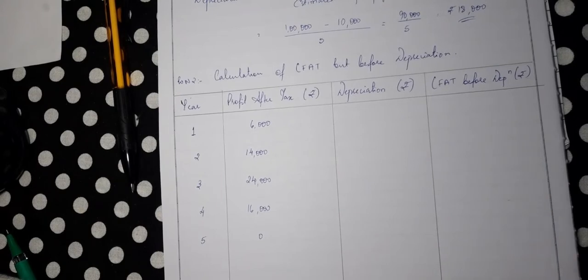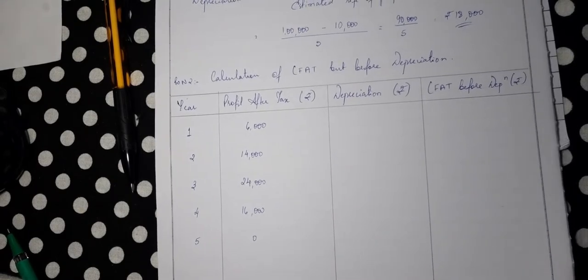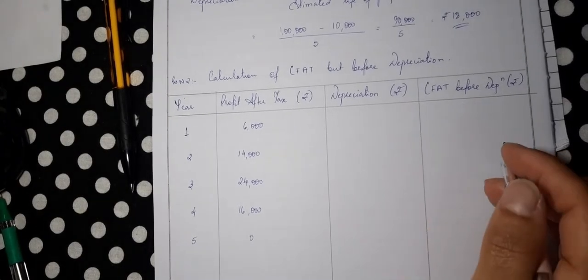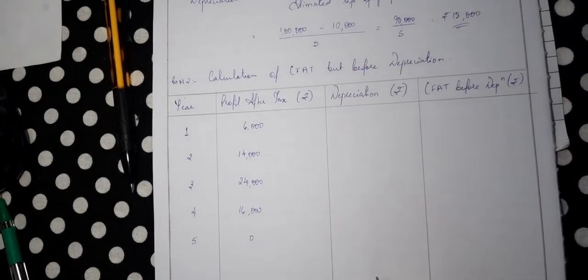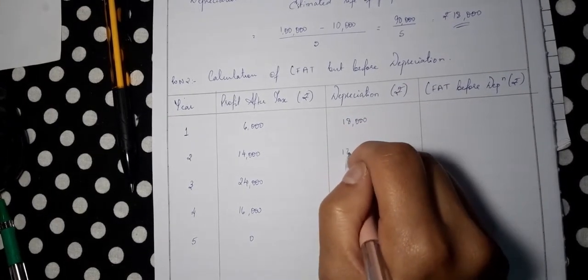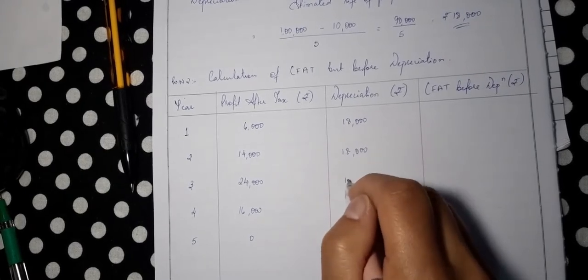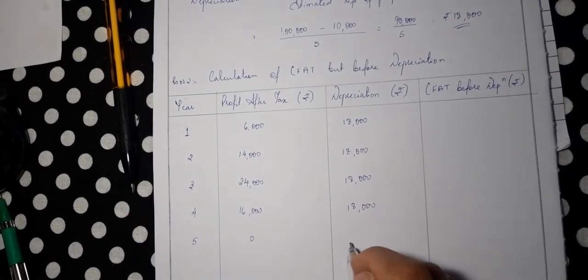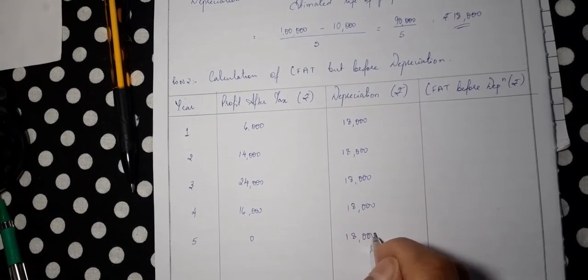Now, depreciation is under the straight line method, and that means every year the same amount of depreciation is going to be charged, correct? So depreciation is rupees 18,000. Adjacent to each year, under the depreciation column, I'll be writing the same amount, rupees 18,000.